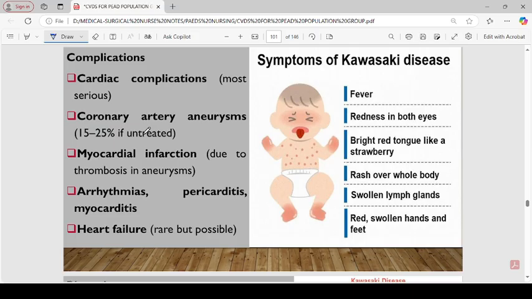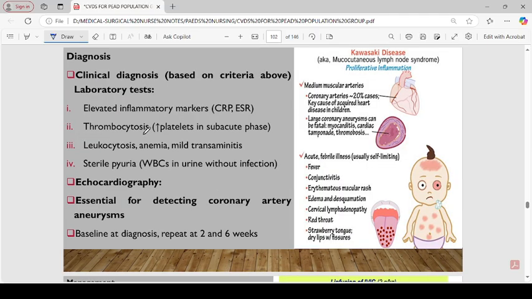You have cardiac complications, which are the most common, including coronary artery aneurysm, myocardial infarction, pericarditis, myocarditis, and heart failure. So you just need to look at diagnosis, which is a clinical diagnosis based on the criteria above. Tests show elevated inflammatory markers like C-reactive protein and erythrocyte sedimentation rate, thrombocytosis, where we have increased platelets in the subacute phase, leukocytosis, anemia, mild transaminitis, and sterile pyuria, right?